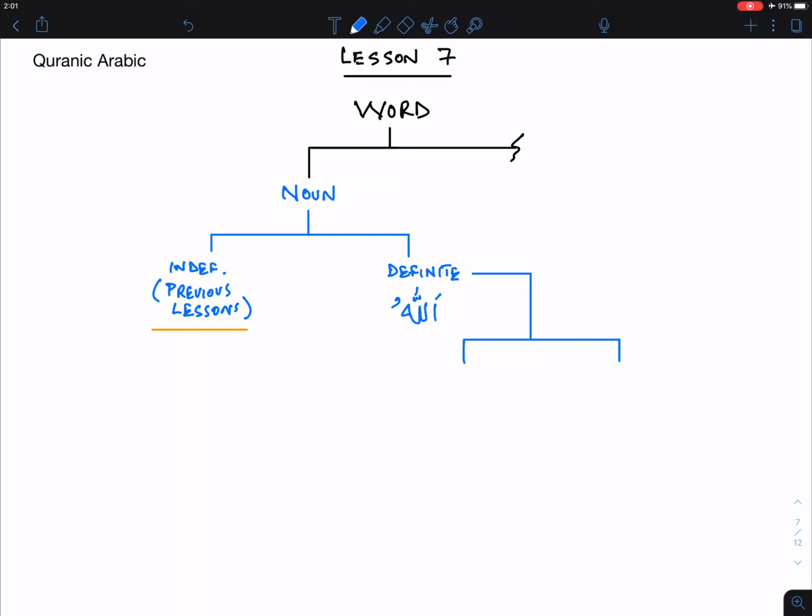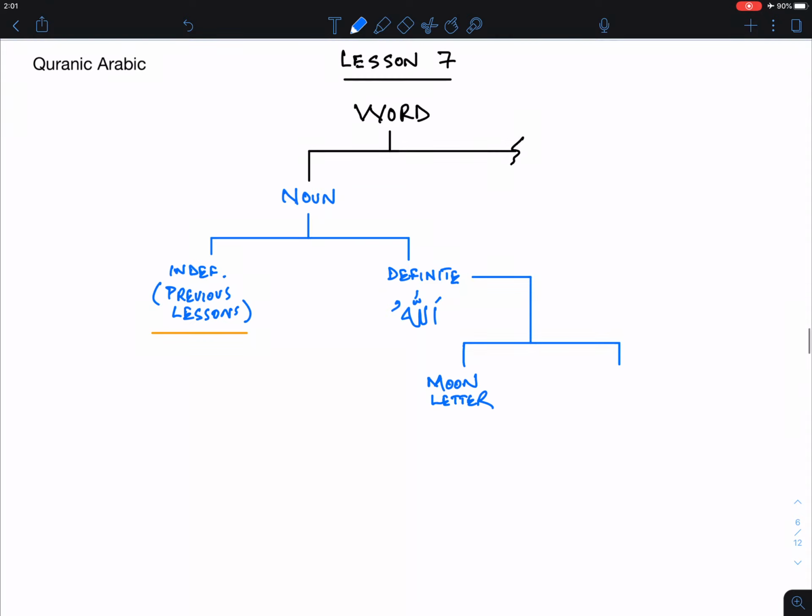So, for instance, moon letters, and there's a whole list of them. Please consult a textbook on the subject, or even if you Google it, you'll probably find it, and then you'll naturally be able to confirm that through your reading. The other one is sun letters. When they come in the definite nouns, when you're reading them, they're read differently.